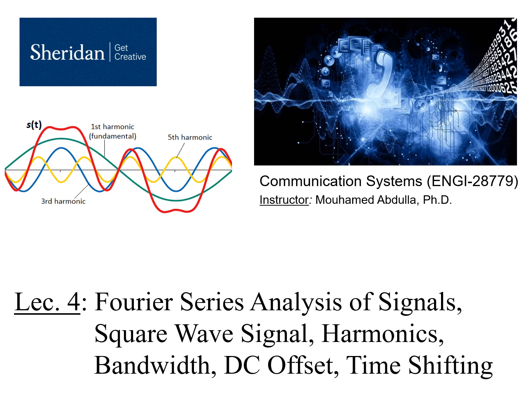Hello everyone, this is lecture 4 of the Communication Systems course ENGI 28779. In this lecture, we will continue our discussion of Fourier series. We will talk more on the analysis and how to do the analysis with respect to different periodic signals, and how the process of applying Fourier series is done to these periodic signals. We will specifically study the square wave signal.